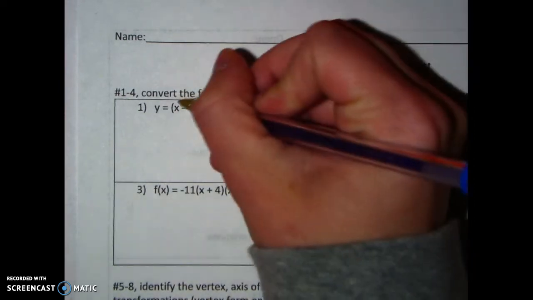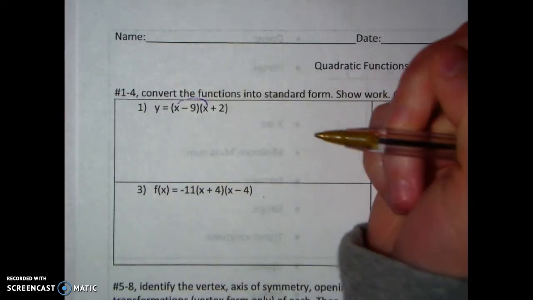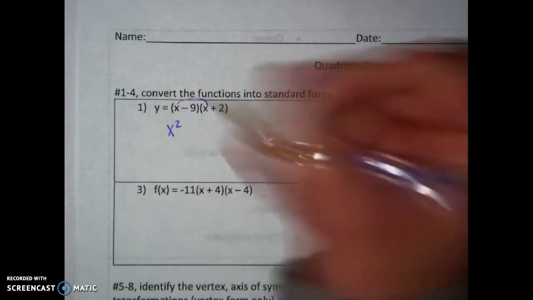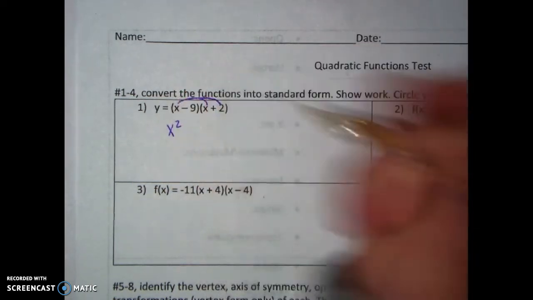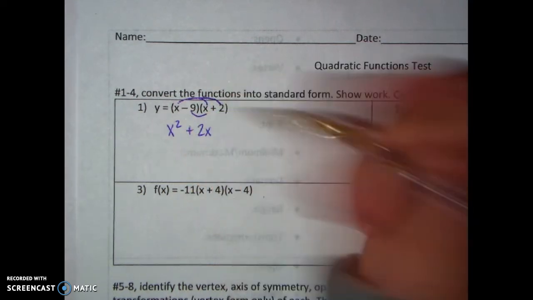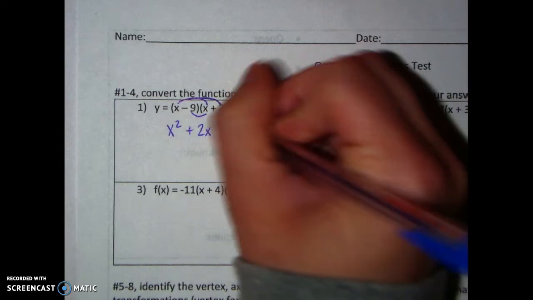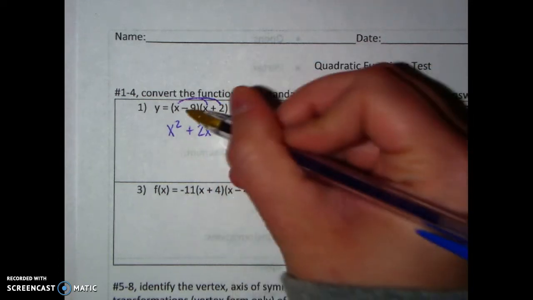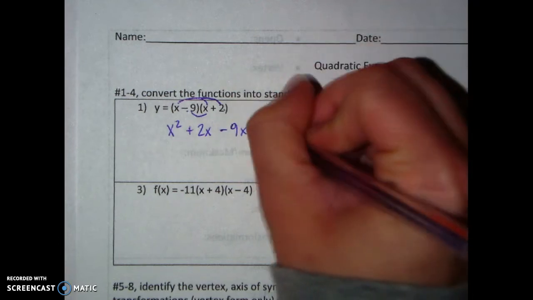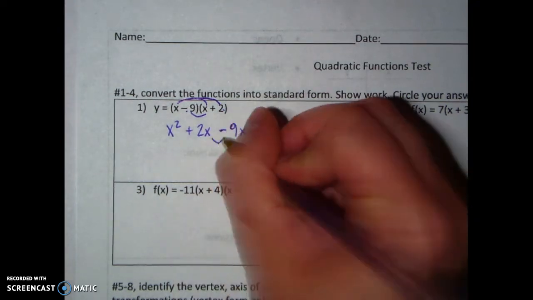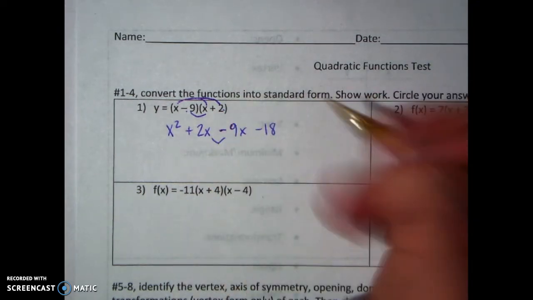Okay. So first thing you do is x times x, which is x squared. Then x times 2 is a positive 2x. Minus 9 times x is minus 9x. And then negative 9 times 2 is negative 18. Okay, I have like terms to combine in the middle. 2x minus 9x is negative 7x.